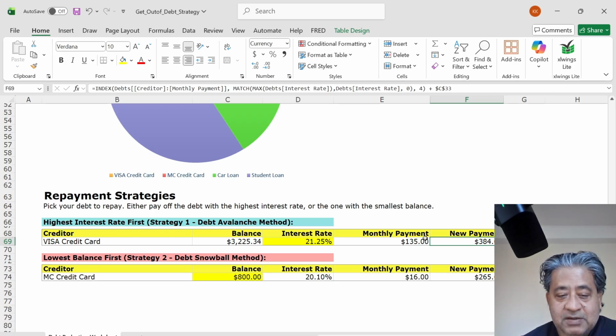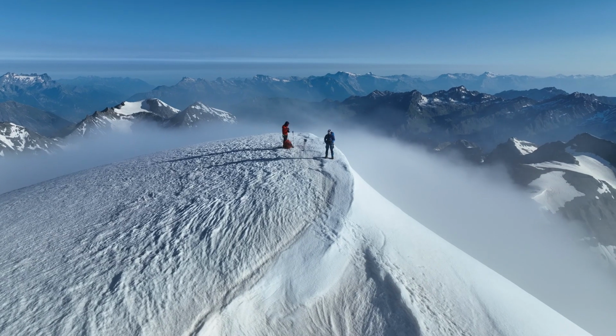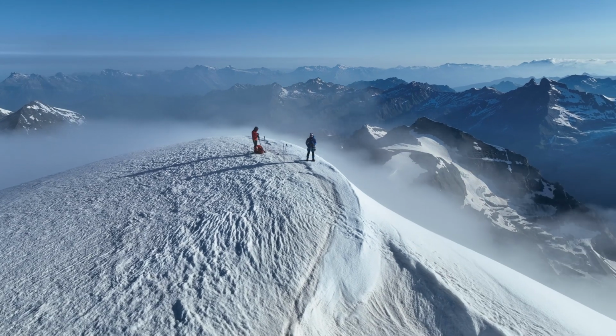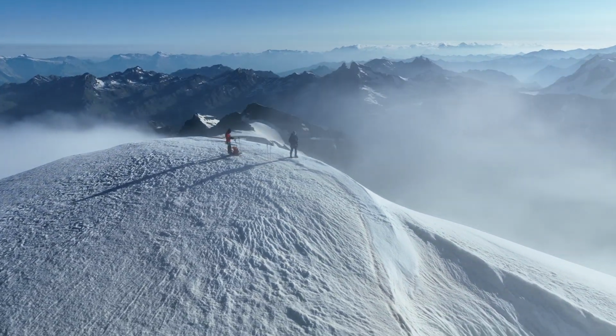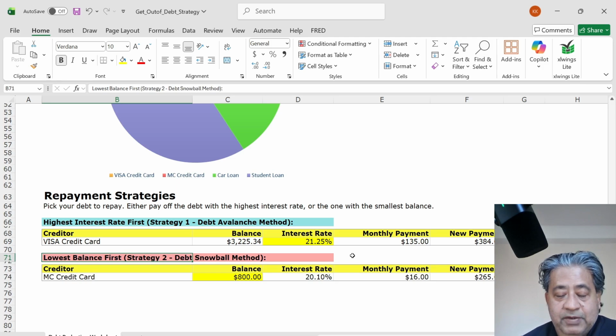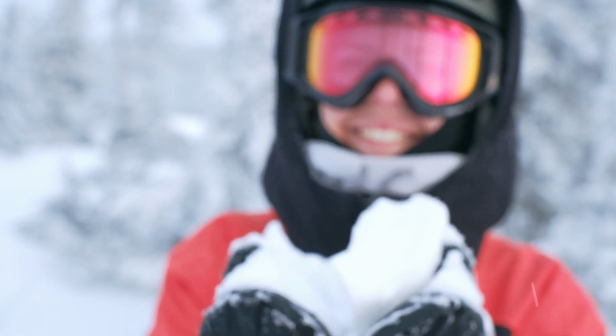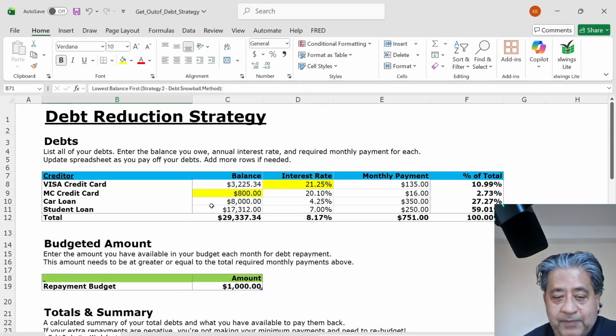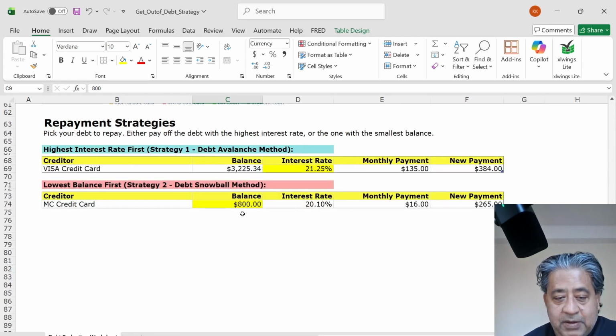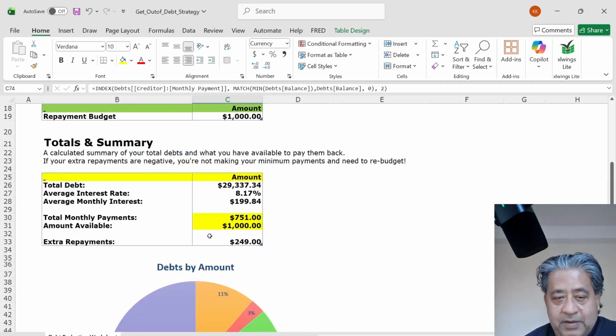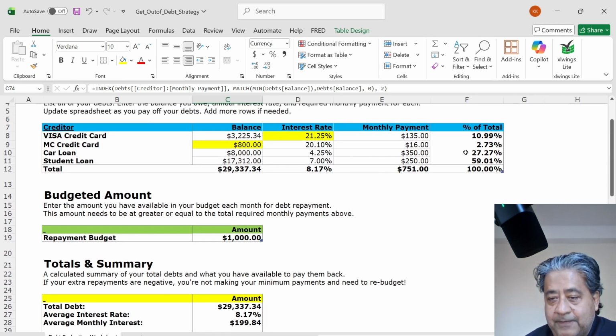Okay, so that is one of the strategies. It is called the debt avalanche method. And the second method is called the debt snowball method. In this debt snowball method, you pay off the debt with the lowest outstanding balance. So in here, out of all the different balances, I highlighted in yellow, 800 is the lowest. So in here, I wrote the same function, this minimum balance with this index and matching function. And 20% interest, $16 monthly.